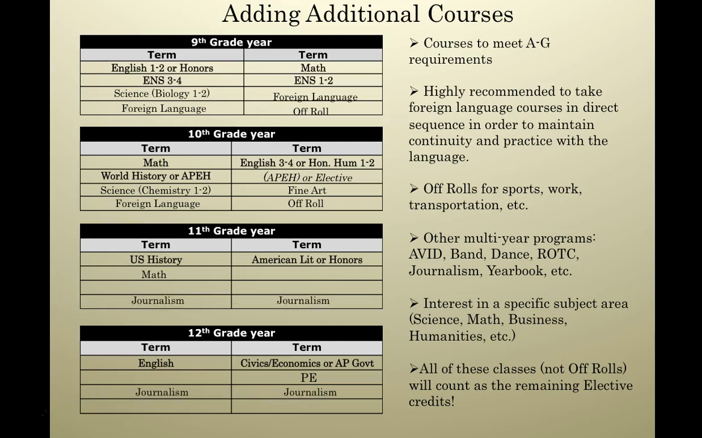There are some multi-year programs. This student chose journalism, so they can take that course multiple years and get credit for it. Similar programs include AVID, Band, Dance, ROTC, and Yearbook, to name a few. If you have an interest in a specific subject area, such as a science, math, business, or humanities course, you may want to take electives that relate to those courses. All of these classes, not including the off-rolls, will count as remaining elective credits and fill up your 4-year plan.